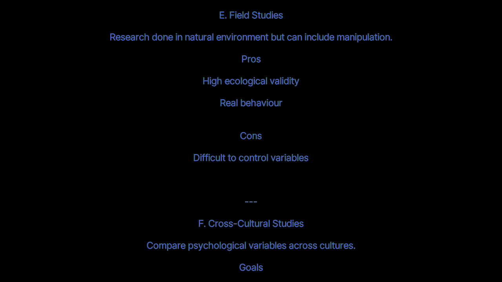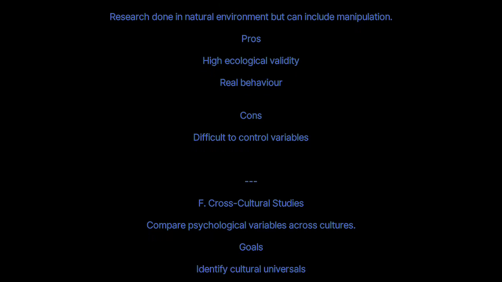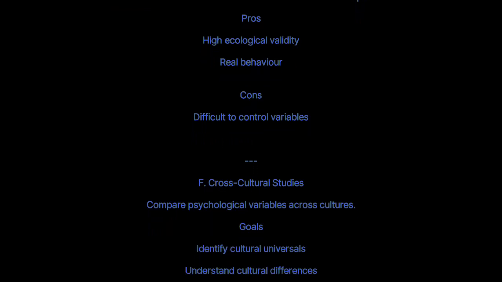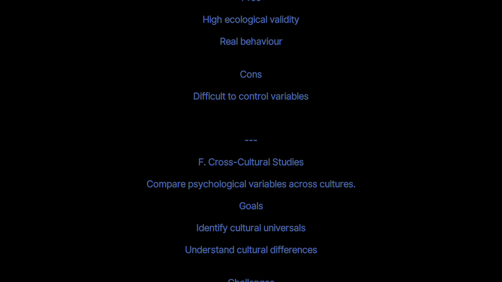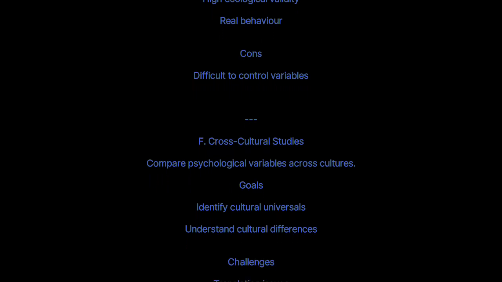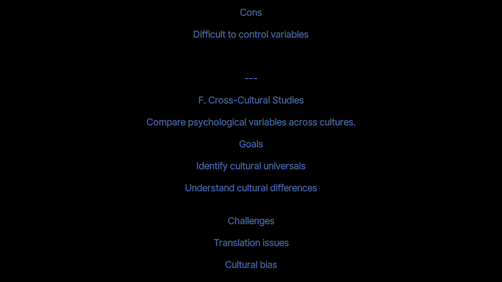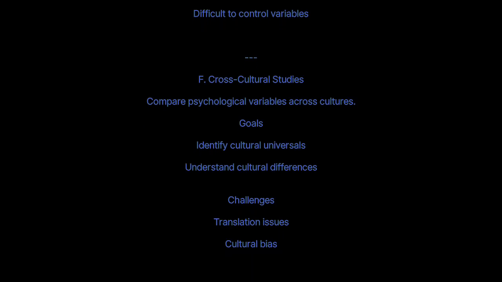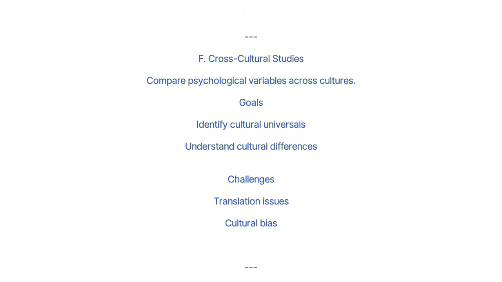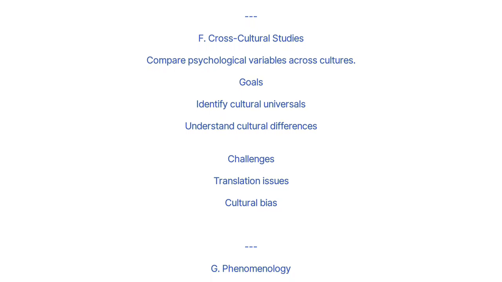Next one is cross-cultural studies. Compare psychological variables across cultures. The goal is to identify cultural universals, understand cultural differences, and what are the challenges they have. Translation issues. When they're translating, you have a problem in other culture studies. And cultural bias will always be there as they're doing cross-cultural studies.